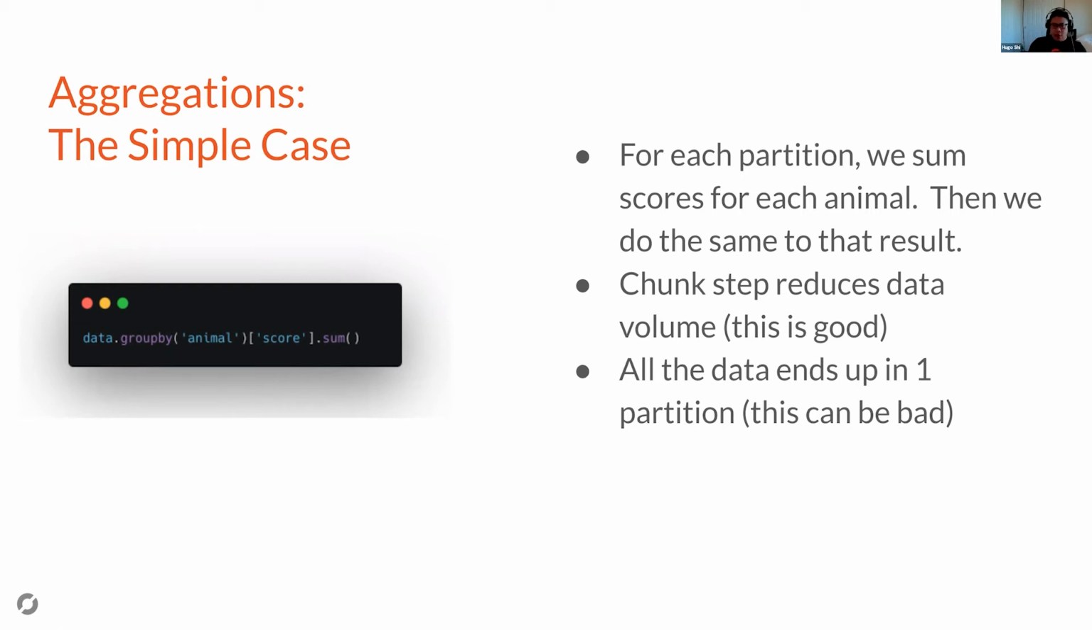The downside, however, is that all the data ends up in one partition. And this can be bad. I say can be bad because a lot of aggregations are massive reductions on data. And this approach of putting your results in one partition is oftentimes the easiest way to do it, and is oftentimes the right solution. It's oftentimes very fast. But what happens if I have like 1 billion animals, right? Then the result is going to have 1 billion rows in it, and that may not fit in memory.